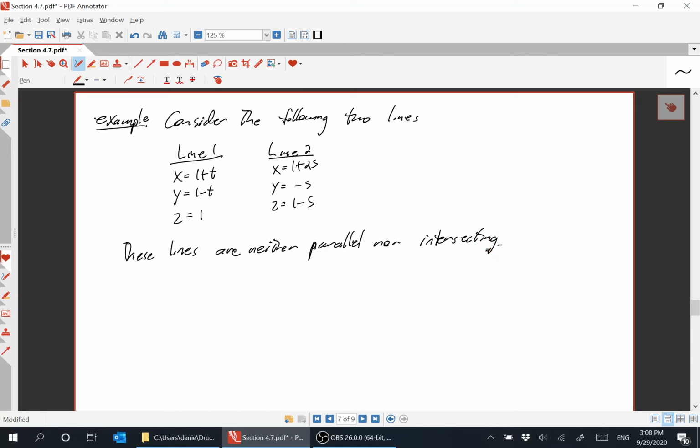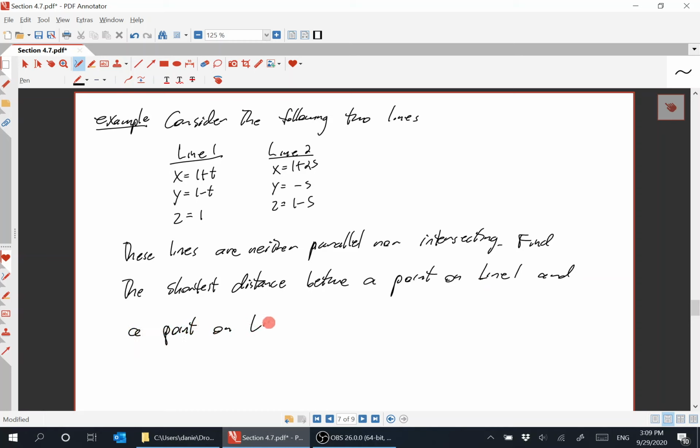Find the points on line 1 and line 2 that are closest. Find the shortest distance between a point on line 1 and a point on line 2. And also, what are those points?